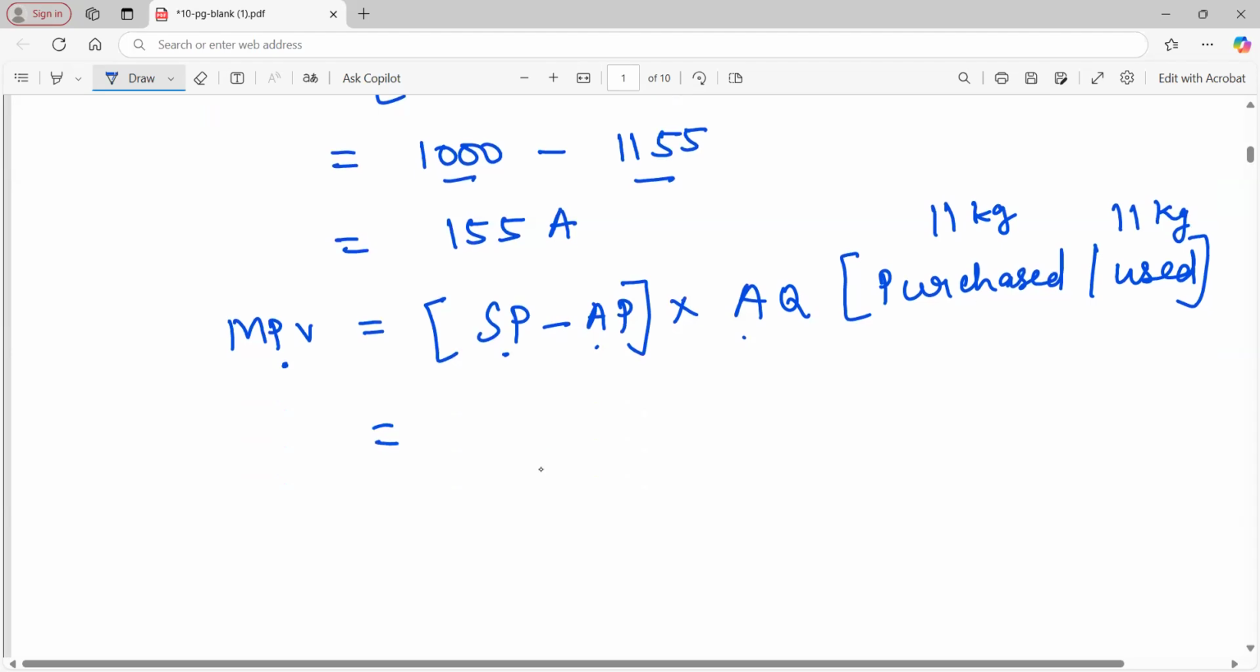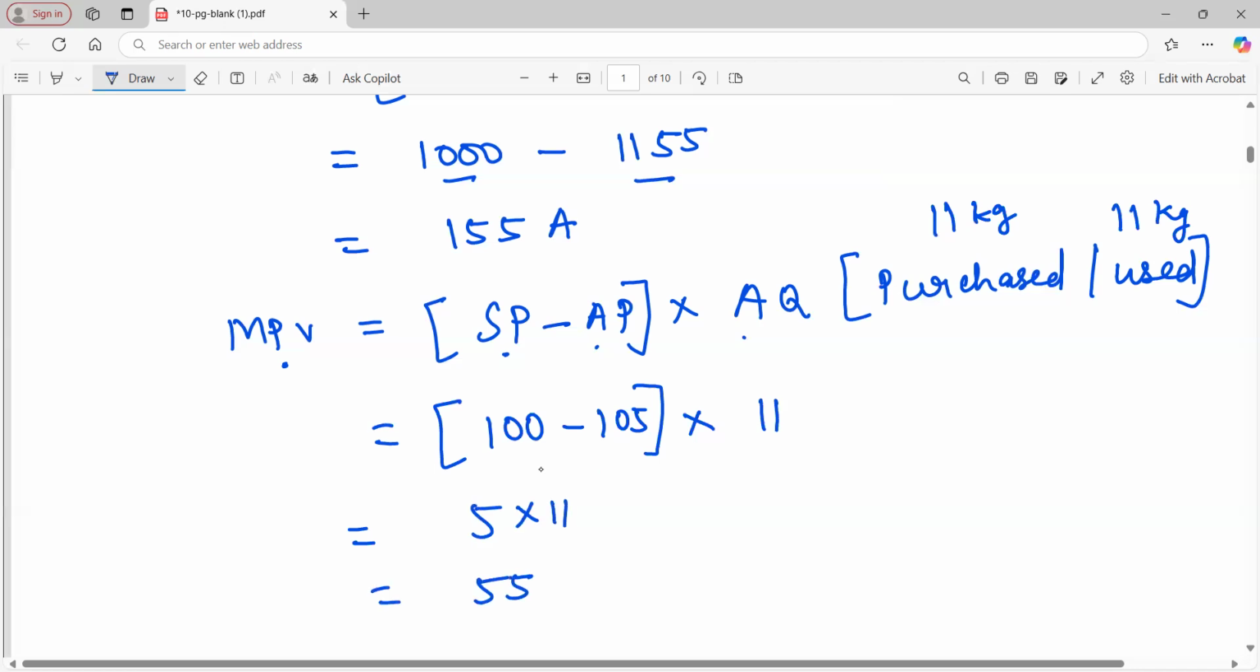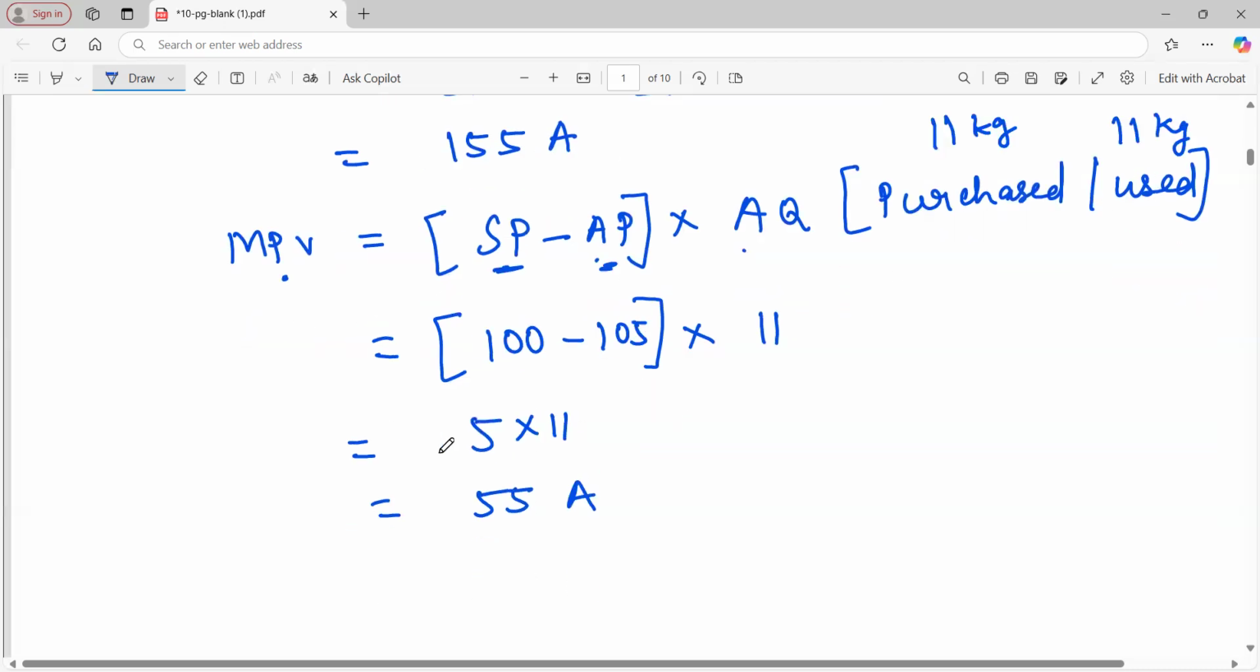Now, the standard price: the company expected to purchase the material for 100, but actually it ended up purchasing the material for 105. And the actual quantity purchased and used are the same in this case, which is 11. So it is 5 into 11, we get 55. Again, this 55 is an adverse variance. Why? Because the company expected to pay 100, but actually it paid 105. So 55 is an adverse variance.